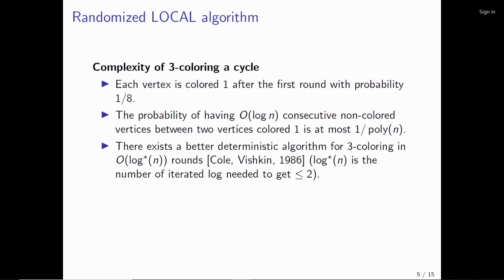And yes, there is a better deterministic algorithm for tree coloring, and actually for constant number coloring, in log star n rounds. Where log star here, you recall, is the number of times you need to take the log from n to reach something like 2.